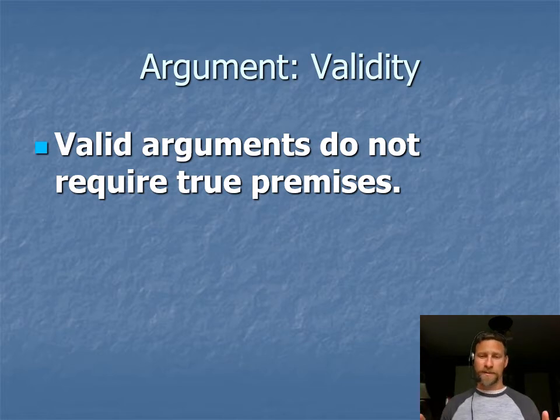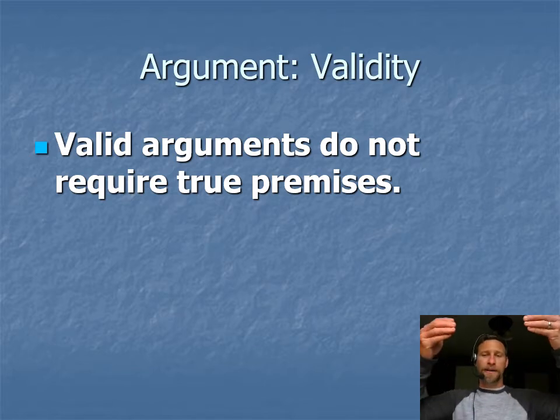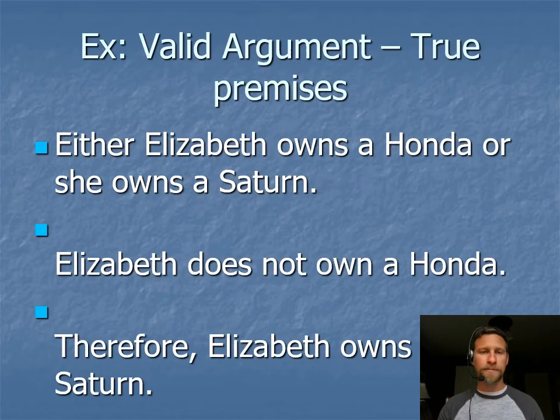This is the trick. This is where everyone gets stuck. When trying to determine validity, valid arguments don't require true premises. The premises don't have to be true for the conclusion to be valid. In other words, when a conclusion is said to be valid, all you're saying is, I can reach this conclusion if I grant the two premises that are above it. So I'll give you an example.